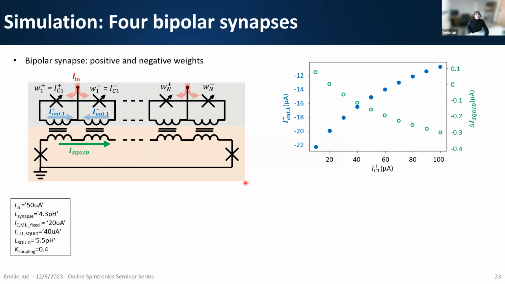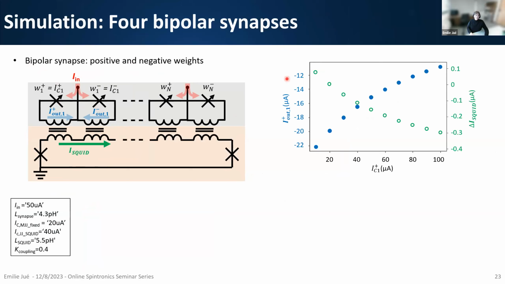Okay, so I told you we can also work with a more complex system, where here I show simulation for a neuromorphic cell that has 4 bipolar synapses. So where here, what I mean by bipolar synapse, it means that each synapse has a positive and a negative weight in such a way that it can increase or decrease the current inside the squid loop.